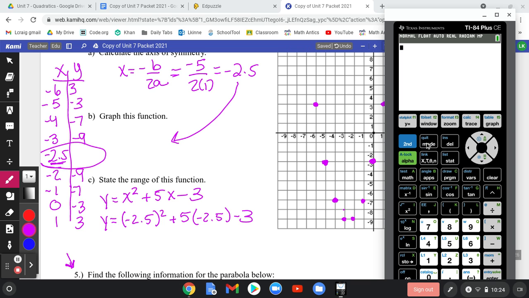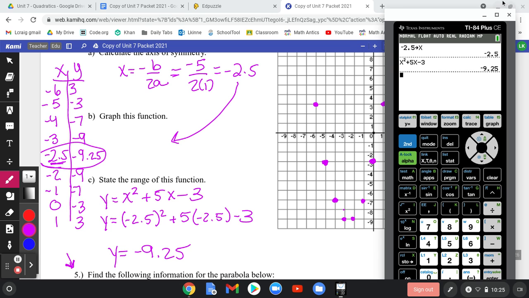You can hit second mode to get there. You could type in -2.5 each time, or remember you can store -2.5 store, which is right here for x, enter, and then you can just type in x squared plus 5x minus 3. Or, like I said, you can put the -2.5 in every time you see x, but you need to make sure it's in parentheses. Either way, you get -9.25.